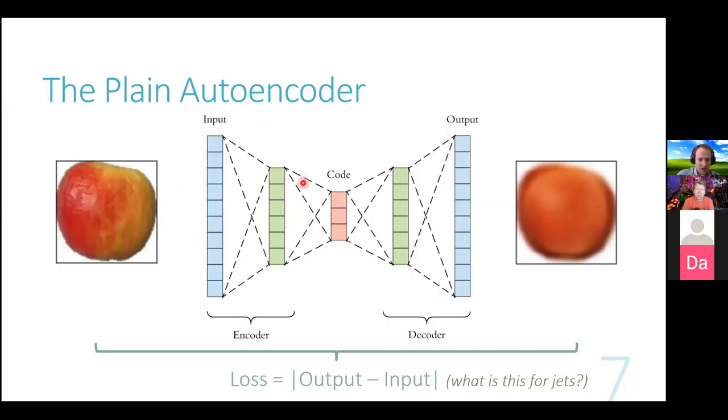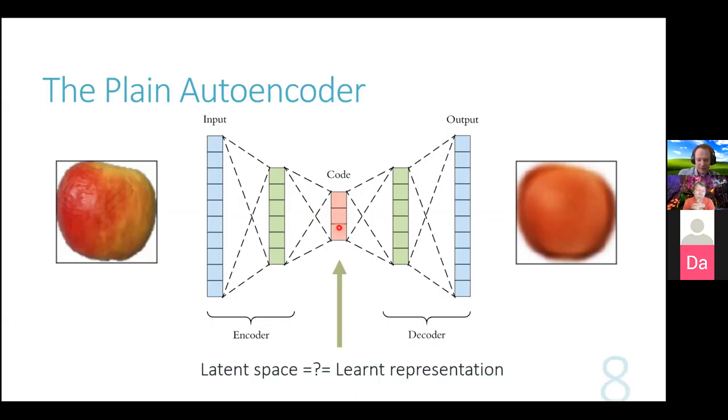So this first part of the neural network is called the encoder. And the encoder is going to take this image, which is maybe 100 pixels by 100 pixels, so 10,000 numbers, and compress it to three numbers. And then this last part of the neural network, called the decoder, is going to take those three numbers and try and reproduce the apple. I'm going to go to the next slide and then come back to this slide, actually.